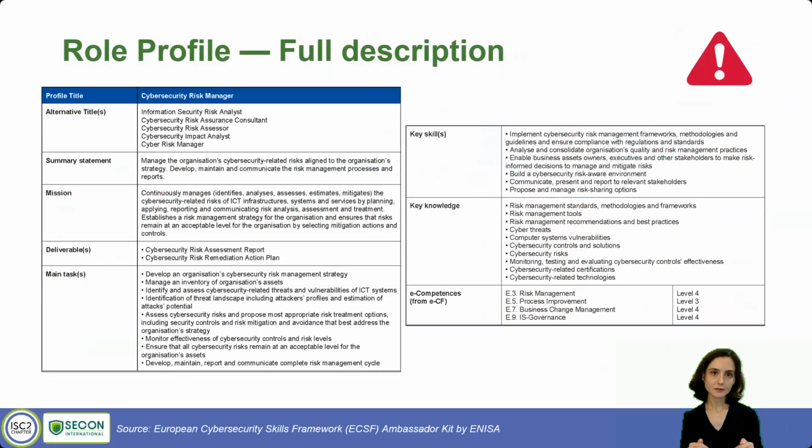These sections are standard. You would see them repeated for each of the 12 profiles, which makes it very easy to navigate between them, compare them, and use them as a reference.